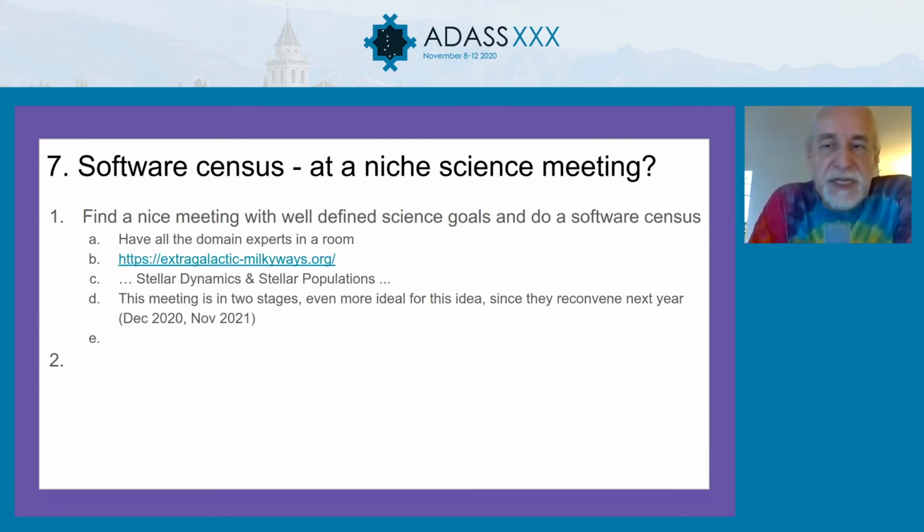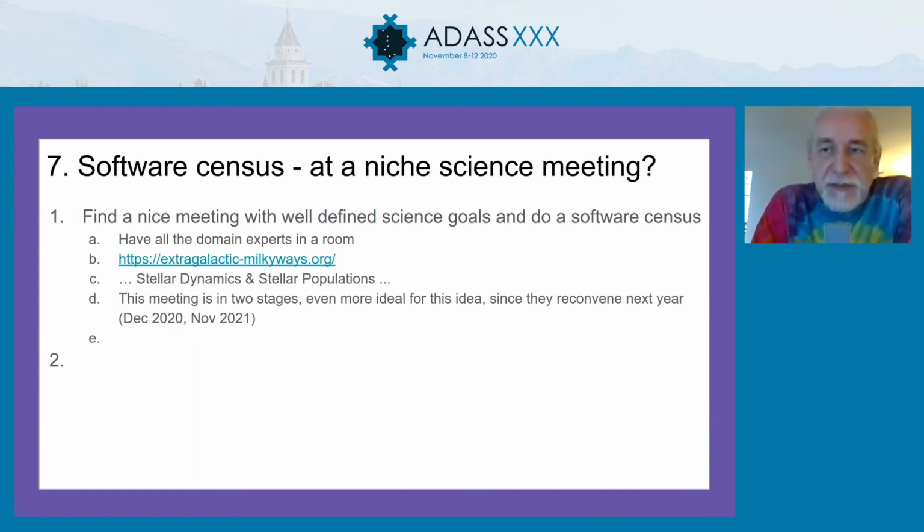They happen to have a meeting coming up next month and a follow-up meeting a year from now. So that would be a great opportunity to get some domain experts in one room, or one virtual room, and with them decide on a good census of the software used in that field and what keywords we need to describe that software to add to our additional UAT. So that's an idea I have.